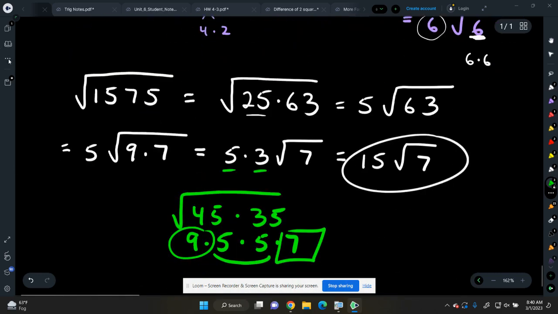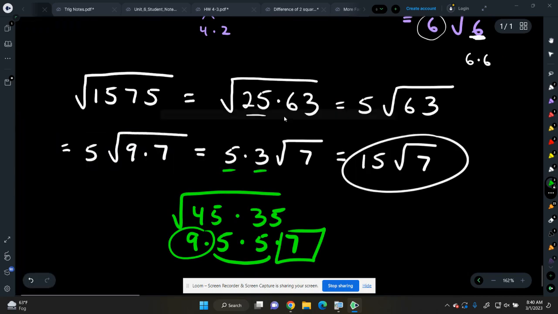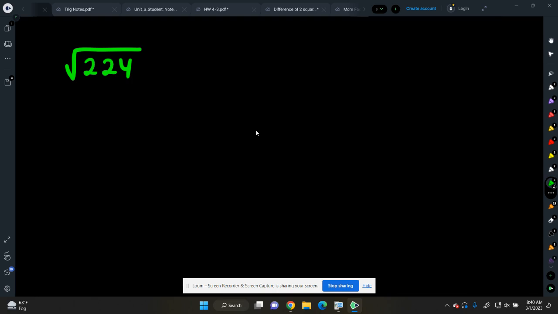Okay, let's look at another one. Got to make sure we get this before we move on. Square root of 224. Is that a perfect square? I know the square root of 256 is 16. So what about 15? That's 225. So 224 is not a perfect square.